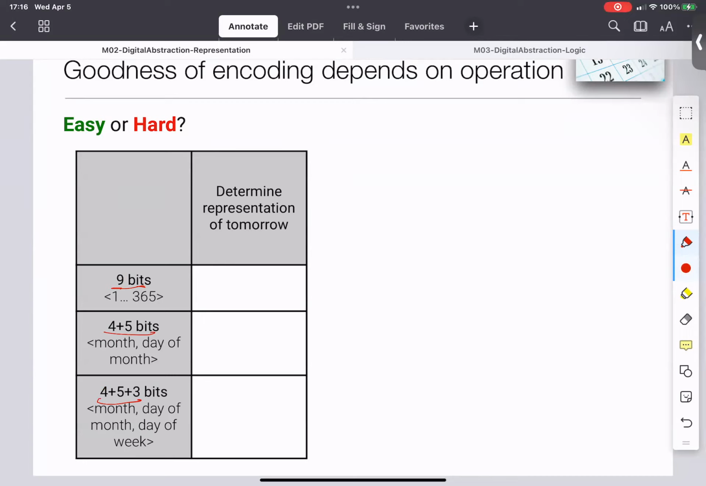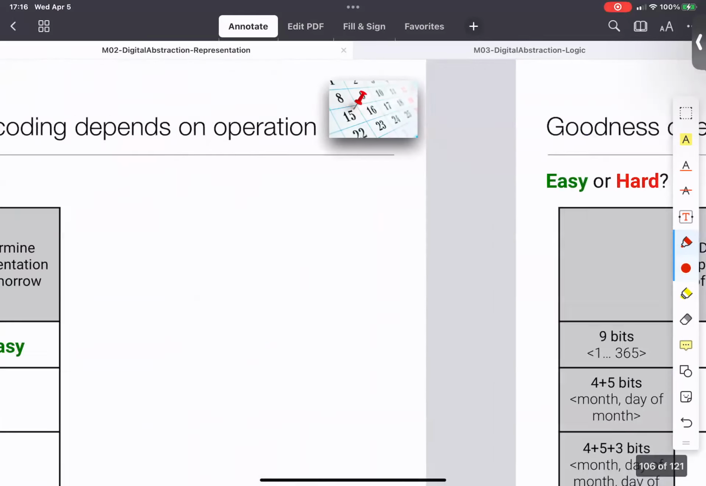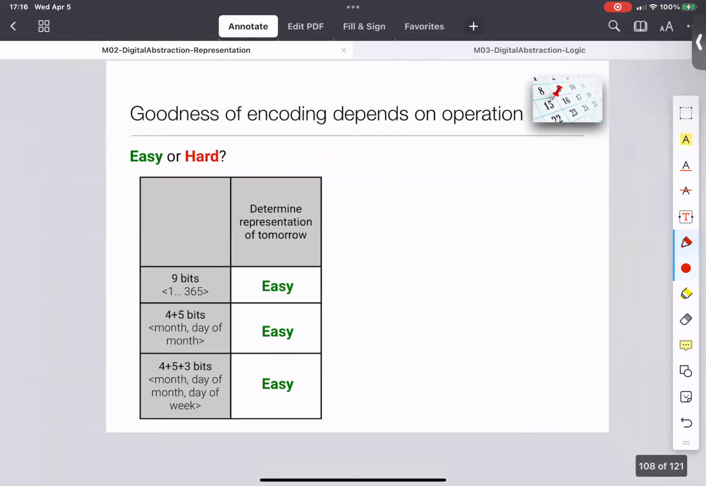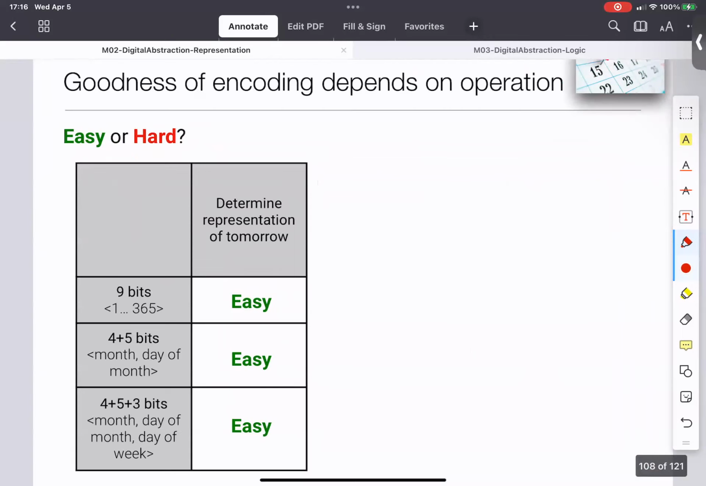With a 9-bit number, it's easy. I just add 1 to it. With the 4 plus 5, it's a little bit harder now, right? If I add 1 to the 5 bits for the day of month, I may have a rollover, because we will be on the last day of a month, so in that case I have to increment things. And 4 plus 5 plus 3 has a kind of mixed attribute. So all 3 are easy, but within that easiness, the latter 2 are a little bit harder.